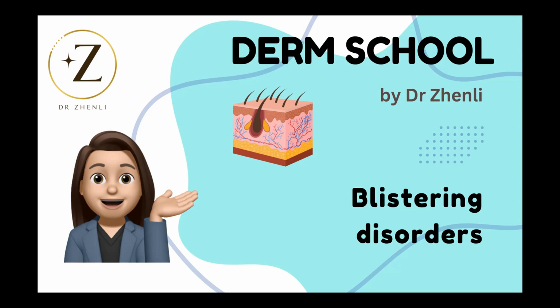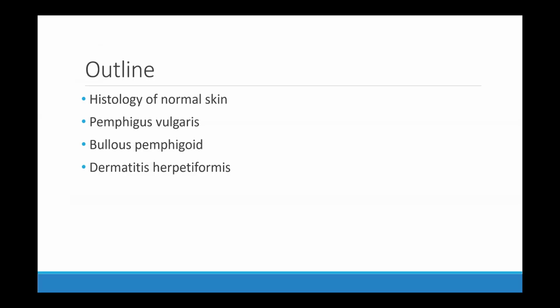Today on Derm School, we will be looking at a group of very fascinating disorders known as blistering disorders. First, we will review the histology of normal skin, and then we are looking at three disorders today, which are pemphigus vulgaris, bullous pemphigoid, and dermatitis herpetiformis.